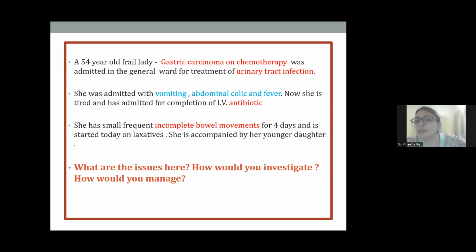Right? So this is a 54-year-old lady with stomach cancer who is on chemotherapy and is admitted in the general ward for treatment of urinary infection. And she is admitted with vomiting, abdominal pain, and fever. And she is tired and admitted for completion of IV antibiotic. She has small, frequent, incomplete bowel movements for 4 days and is started on laxatives today. And she's accompanied by her younger daughter. Okay. Now, what are the issues that you see here? What are the reasons for the vomiting, colic, and fever?